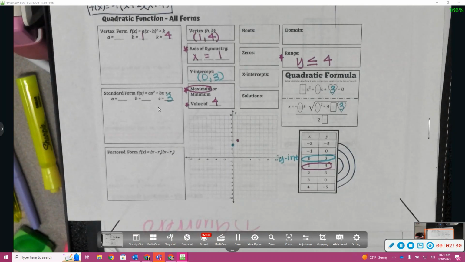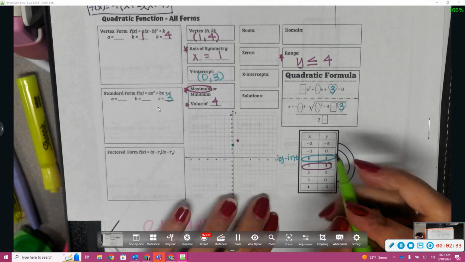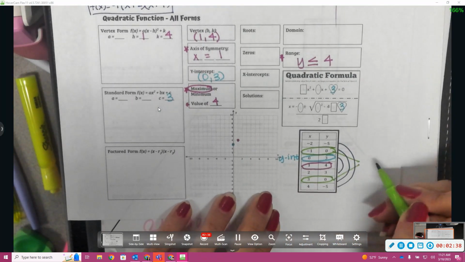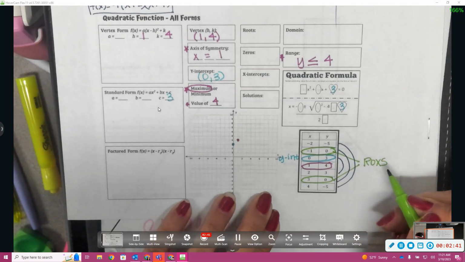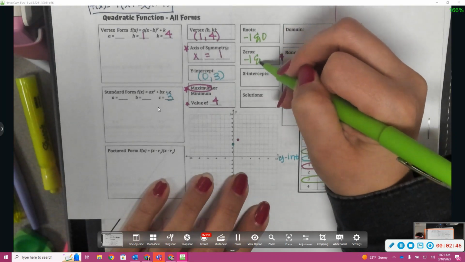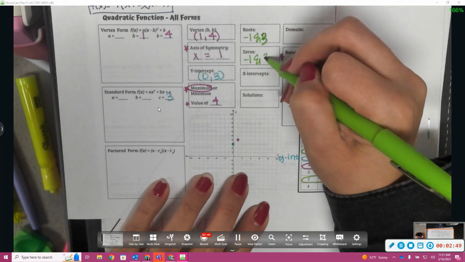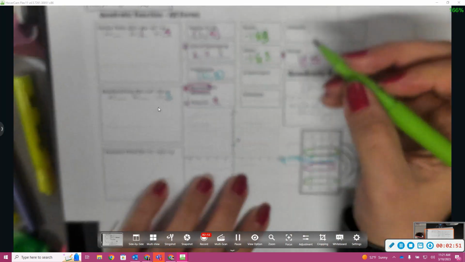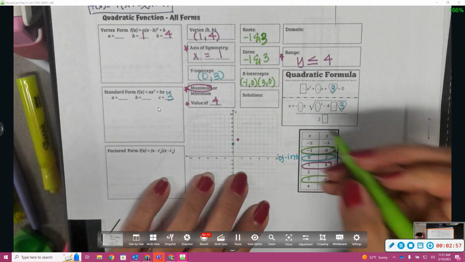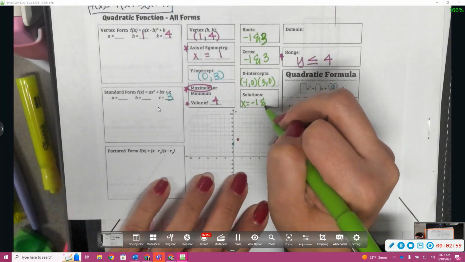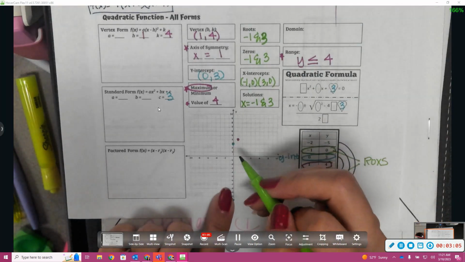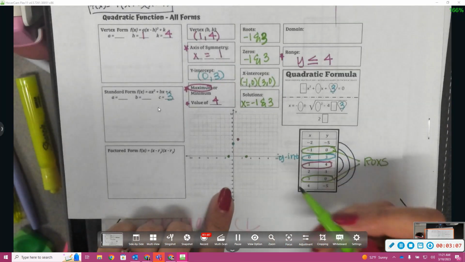And then roots are your x-intercepts where y is equal to 0. So here and here. -1 and 3. As x-intercepts, that's (-1, 0) and (3, 0). And as solutions, that's x equals -1 and 3.